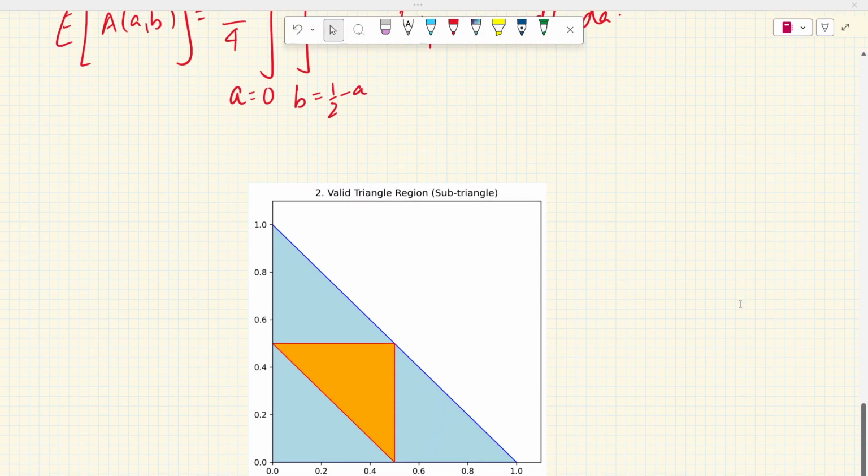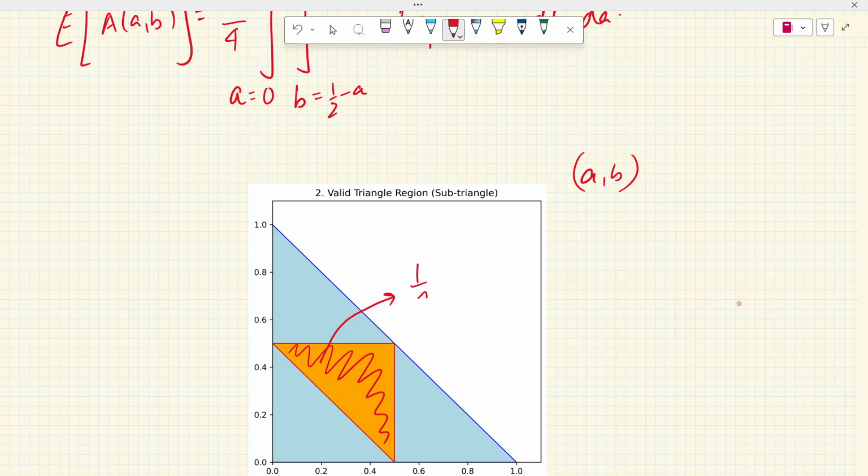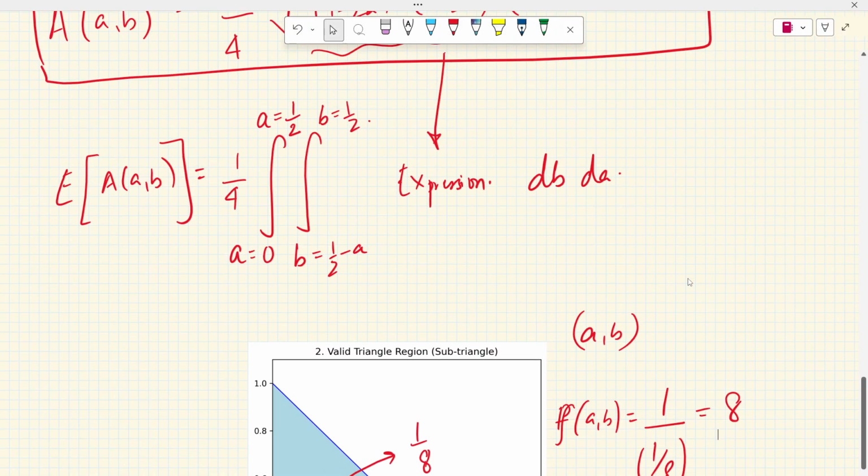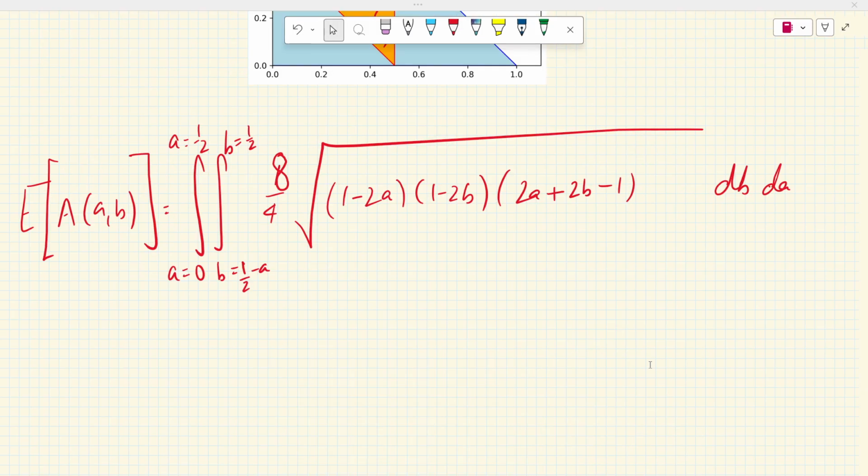And what about the probability density of a, b? We know that a and b are uniformly spread across this triangle, and this triangle has area 1/8. So the probability density, I would call it f of a, b, will just be 1 divided by 1/8. So this just becomes 8. So we need to multiply this expression by 8. So now our task is to evaluate this integral.